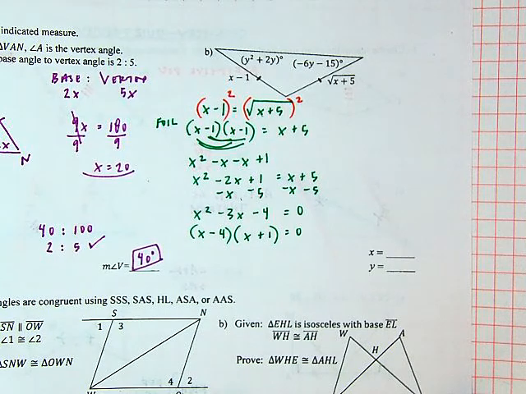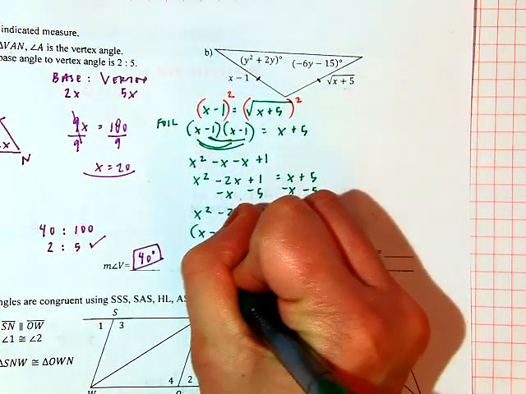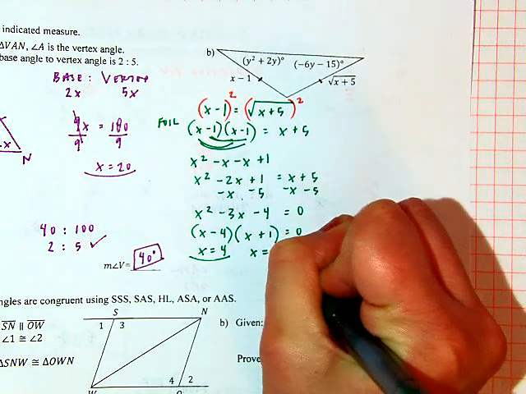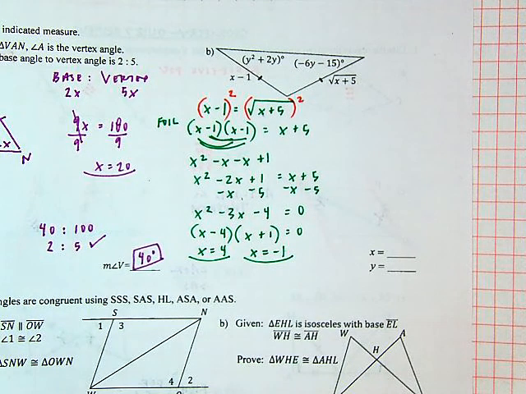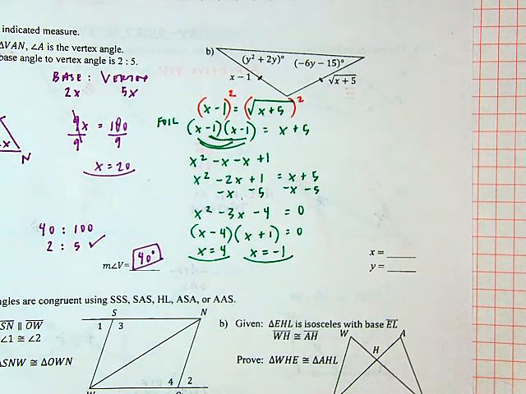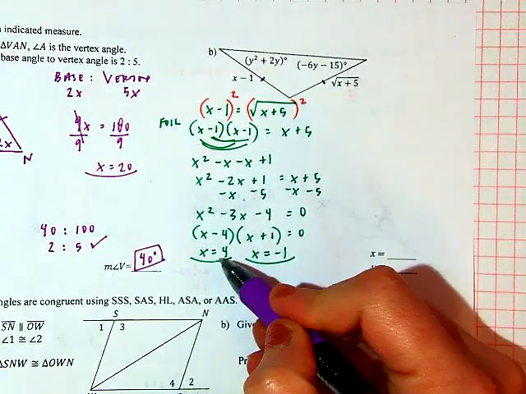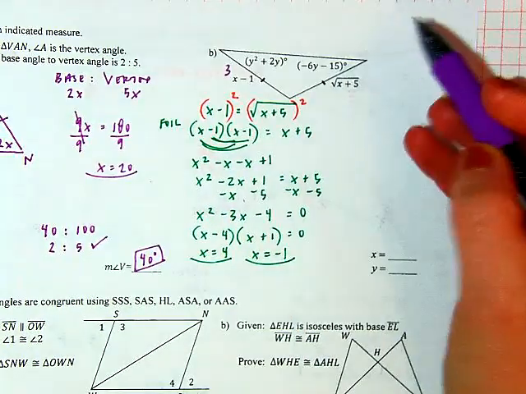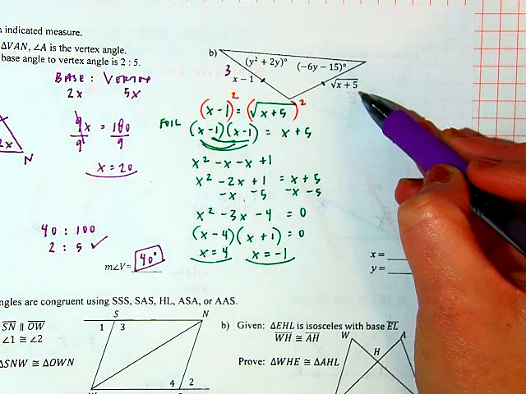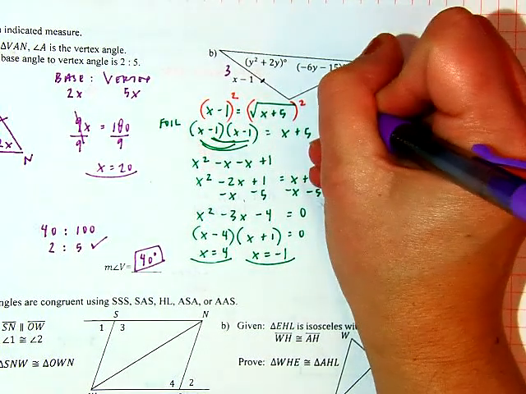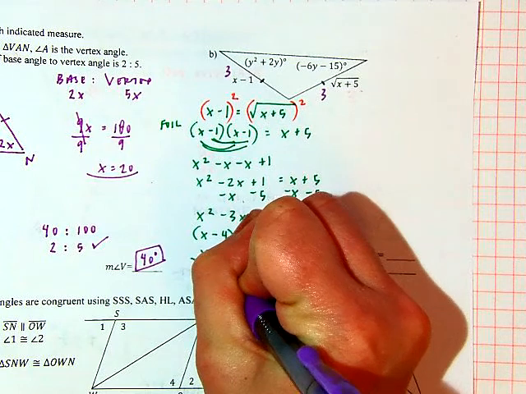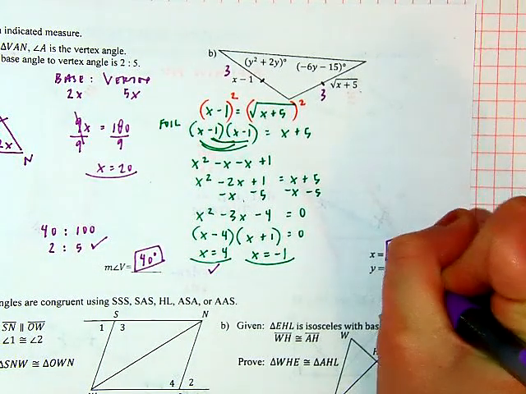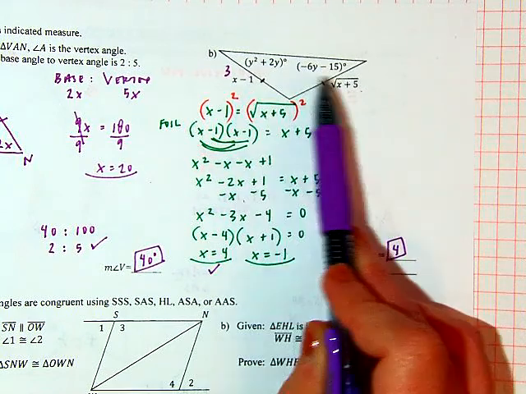When I set each factor equal to 0 and I solve, I get that x equals 4 and x equals -1. So if I plug a 4 back in, 4 minus 1 would get me 3. Square root of 4 plus 5, square root of 9 would also get me 3. So this one works. X is 4. Right, it gives me a side length of 3.